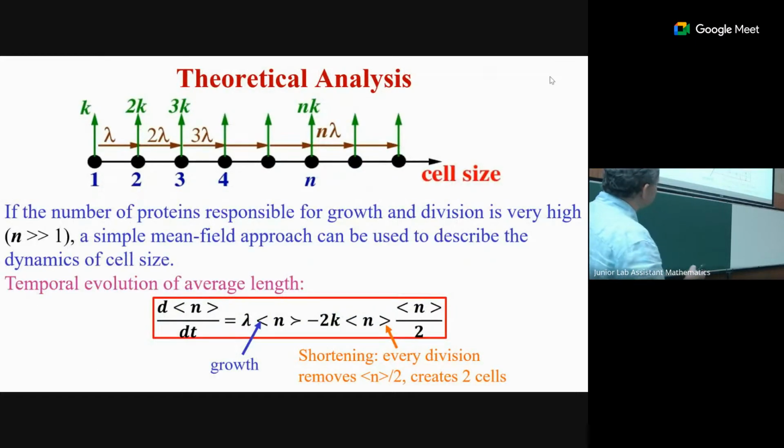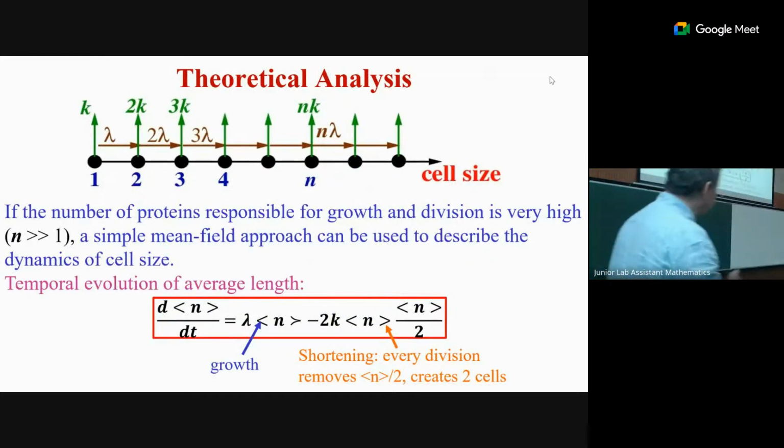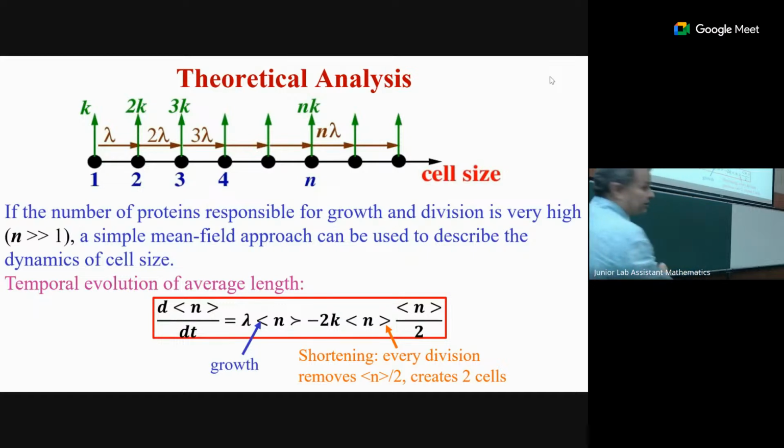Good. So we can look at this model differently. There are two ways we can do it. Let's try to do the simplest mean field approach. So again, this means average size, bracket average size. So I can write an equation for the temporal evolution of this average length, and it has these two terms. Now let's try to discuss these two terms.